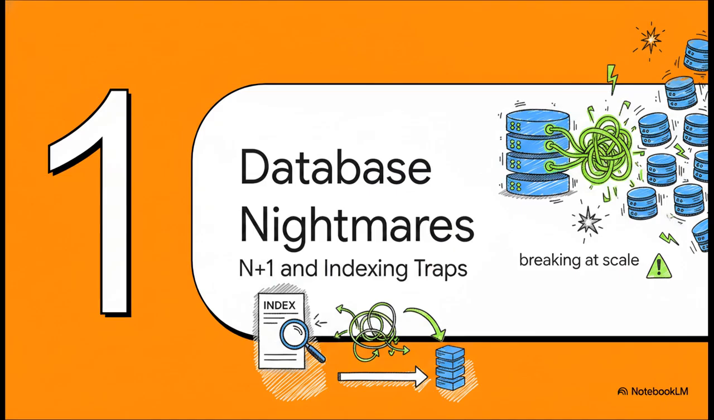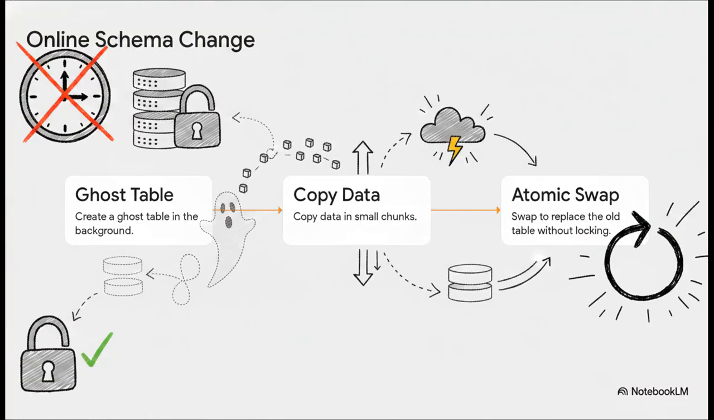Let's look at how junior assumptions about database interactions completely fall apart at scale, especially when you're dealing with high-throughput transactional systems. Let's stick with migrations for a second. If you try to run a standard alter table command on a table with, say, 500 million rows, you're going to lock that table for hours. Your application will be literally dead in the water. This is exactly why seniors rely on online schema change tools like Ghost.